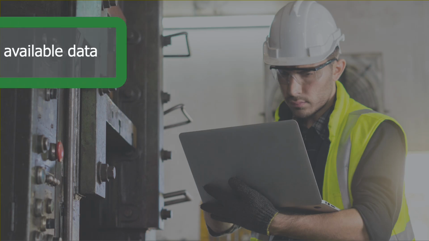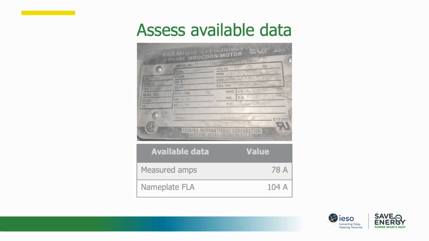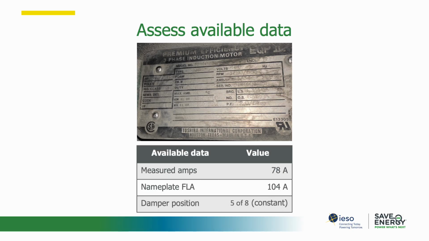Again, we start by assessing the data available to develop the baseline and estimate the savings. We only have a few amp measurements for each fan, plus motor nameplate data, but we know that the damper positions are manually controlled and rarely changed. Therefore, we can be reasonably confident that the motor loads are relatively constant and can expect to develop a fairly accurate baseline from the spot amp measurements.